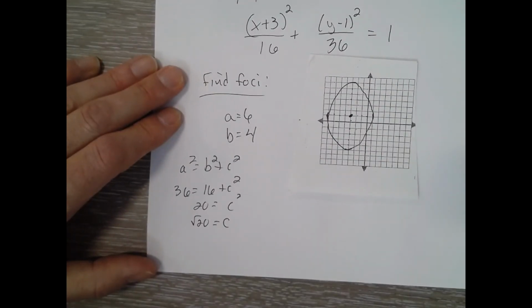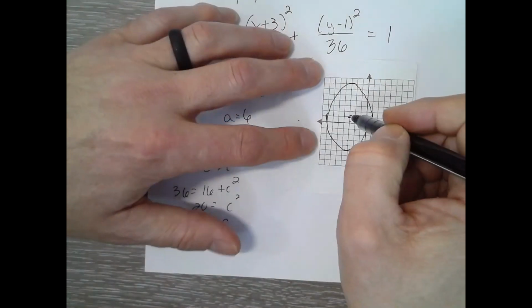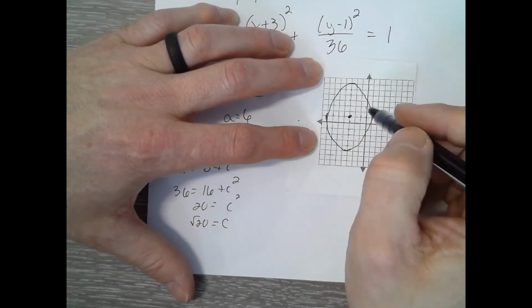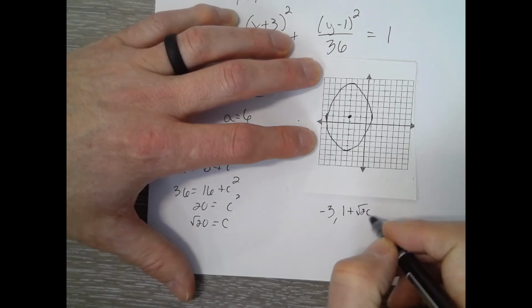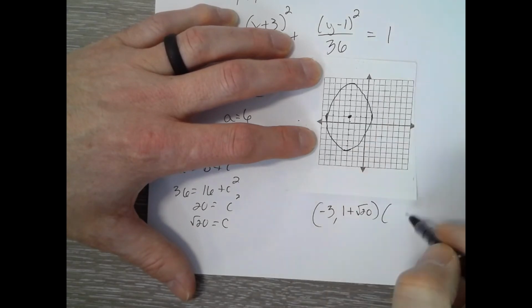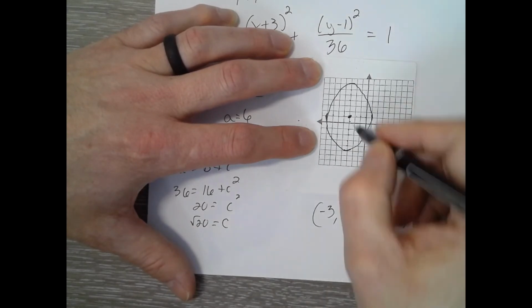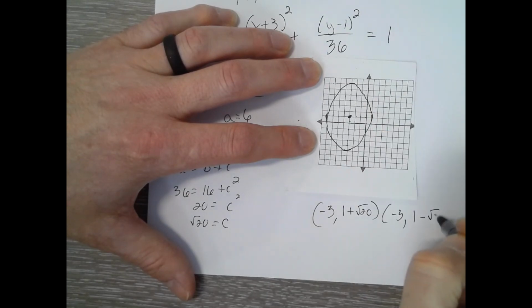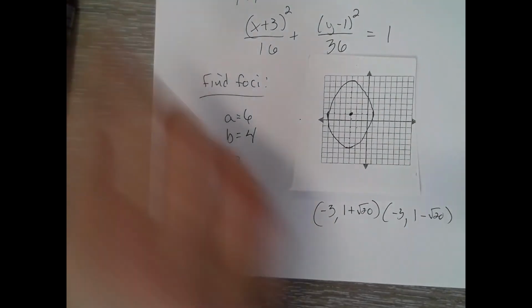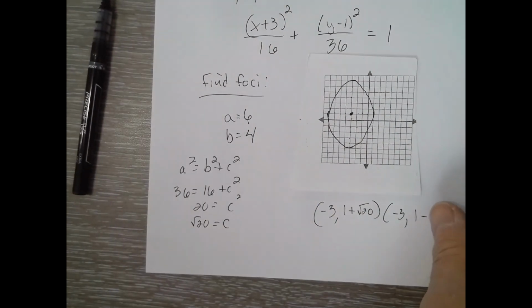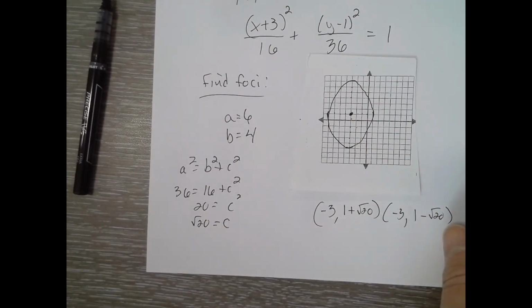All right, so my foci, I know that I'm going up from there. So it's going to be -3, comma 1 plus the square root of 20, and then -3, comma 1 minus the square root of 20. Those are, and I don't know what the decimal is. Can't you just take, if it's going to be vertical, can't you just take the x, put it in front, and then put the foci that you did in the back instead of wrapping it?